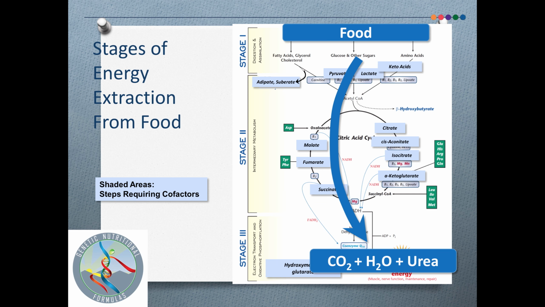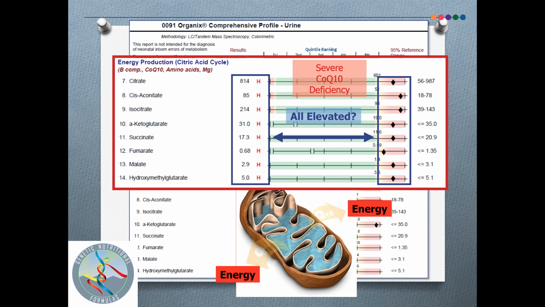So the whole cycle needs to be looked at, not just how we're converting food, but once we are converting the food, how it works its way down the whole Krebs cycle so we can produce those 36 molecules of ATP. If we see all the energy production citric acid cycle markers elevated, this signifies a severe CoQ10 deficiency. This individual will have virtually no energy, and the mitochondria need to be restored, and beginning with CoQ10 and restoring the energy is a good place to start.